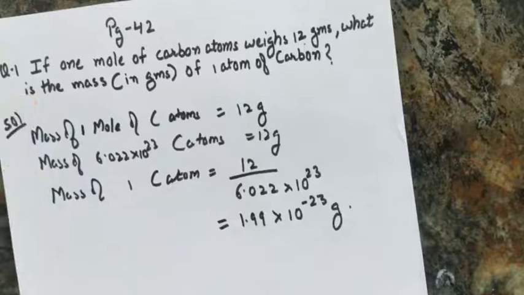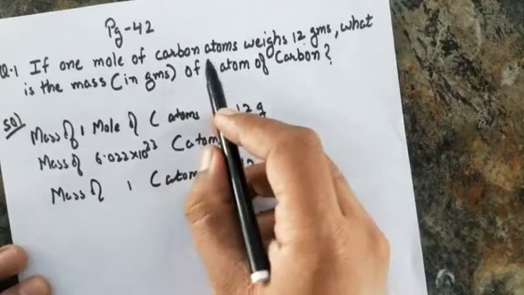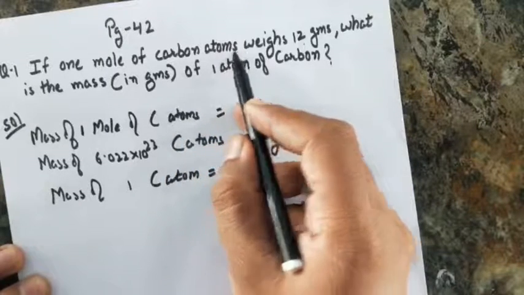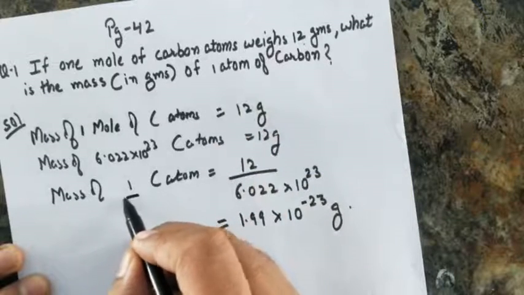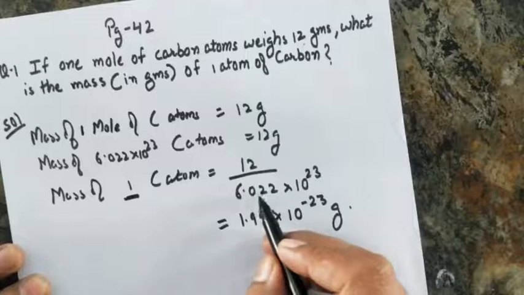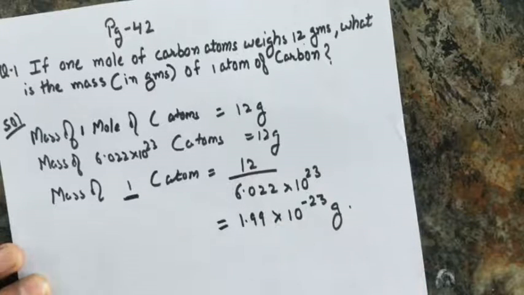1 mole we know it is 6.022 into 10 raised to 23. That means mass of 6.022 into 10 raised to 23 atoms is equal to 12. Therefore, by unitary method, mass of 1 atom will be equal to 12 upon 6.022 into 10 raised to 23.